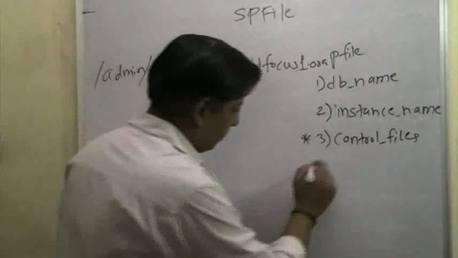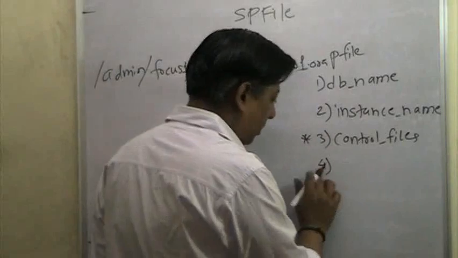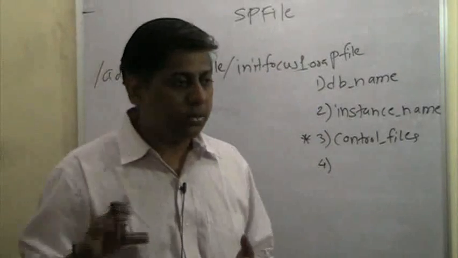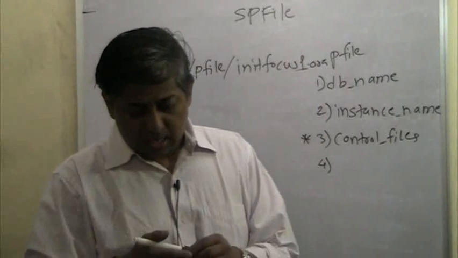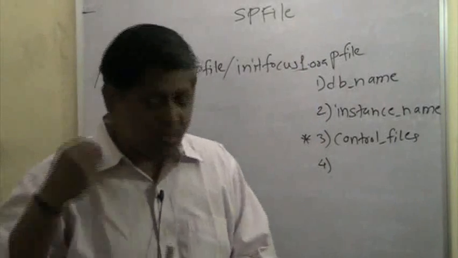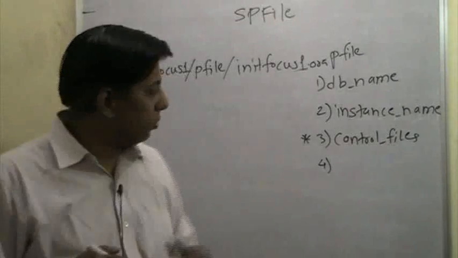Any other parameter? USER_DUMP_DEST, CORE_DUMP_DEST. Those are the directory names where Oracle is going to create the background trace files and all that stuff. So those are certain directories.